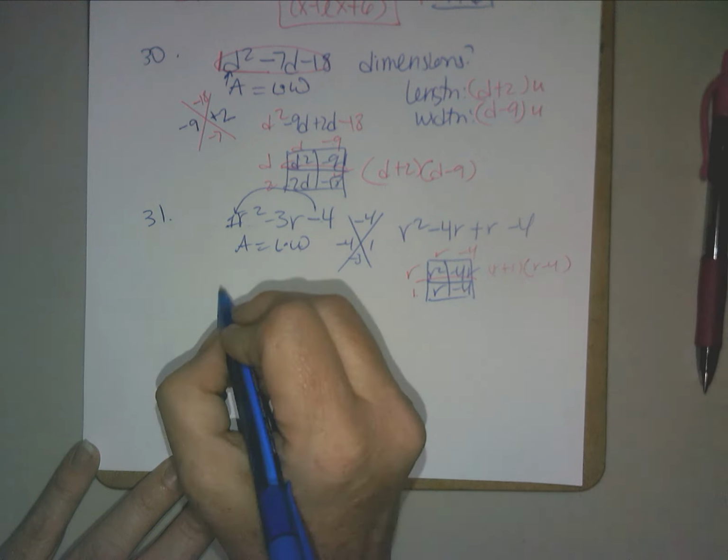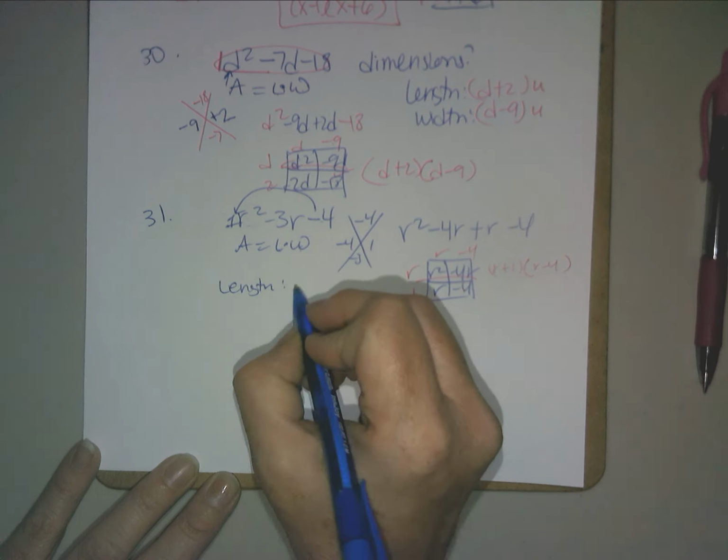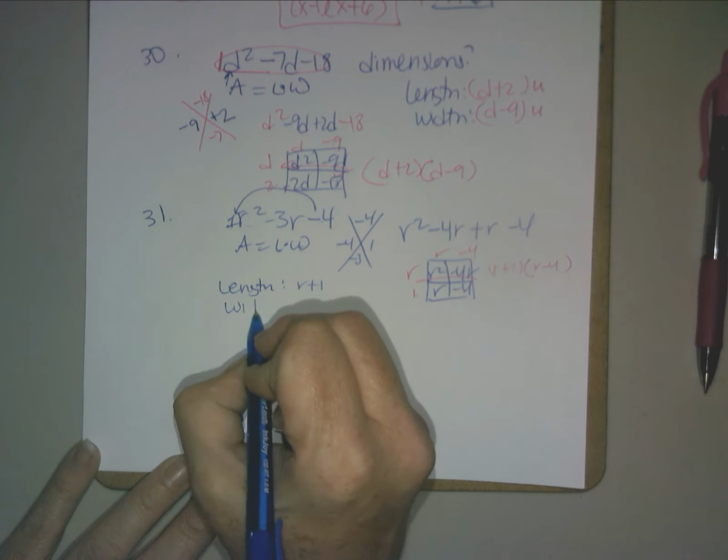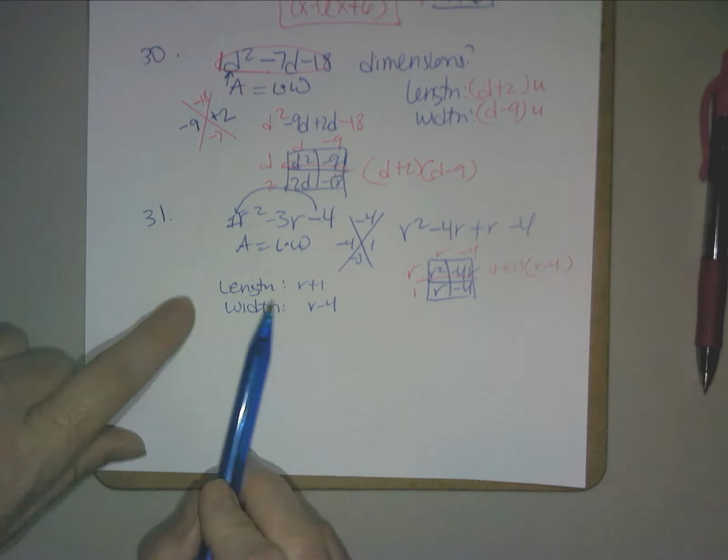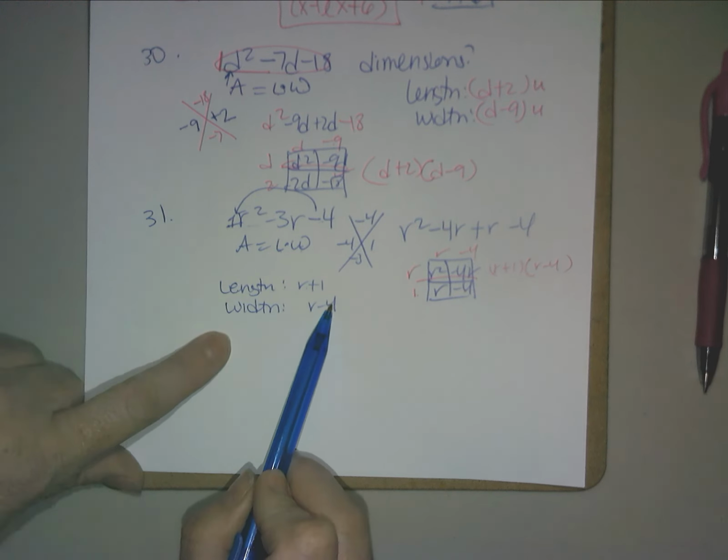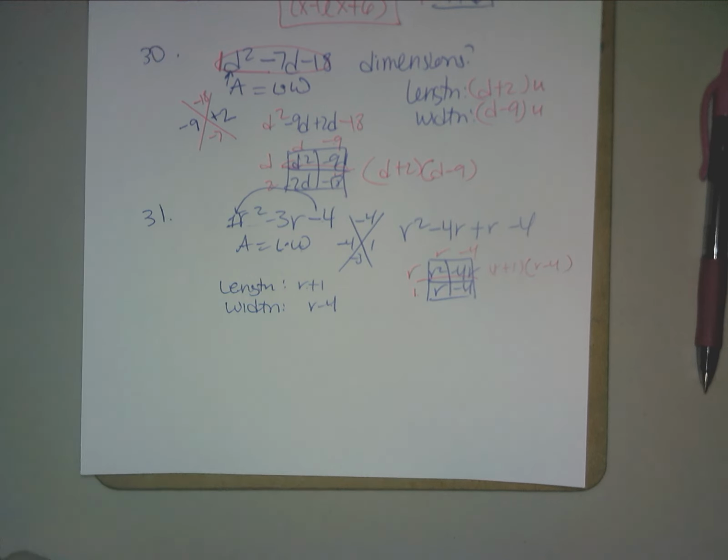But since this asked me for the dimensions, I will call one of them the length and one of them the width. And it's okay if I called my length r plus 1 and you called your length r minus 4, as long as they don't give us any information.